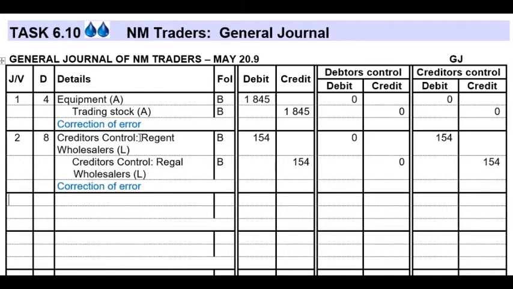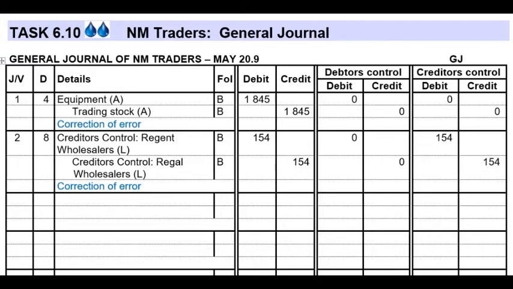It's very important that you specify the name of the creditors, especially in a situation like this, because if you write creditors control in both lines without specifying the creditor, then it's just confusing. And remember, both of these amounts will affect the creditors control column.